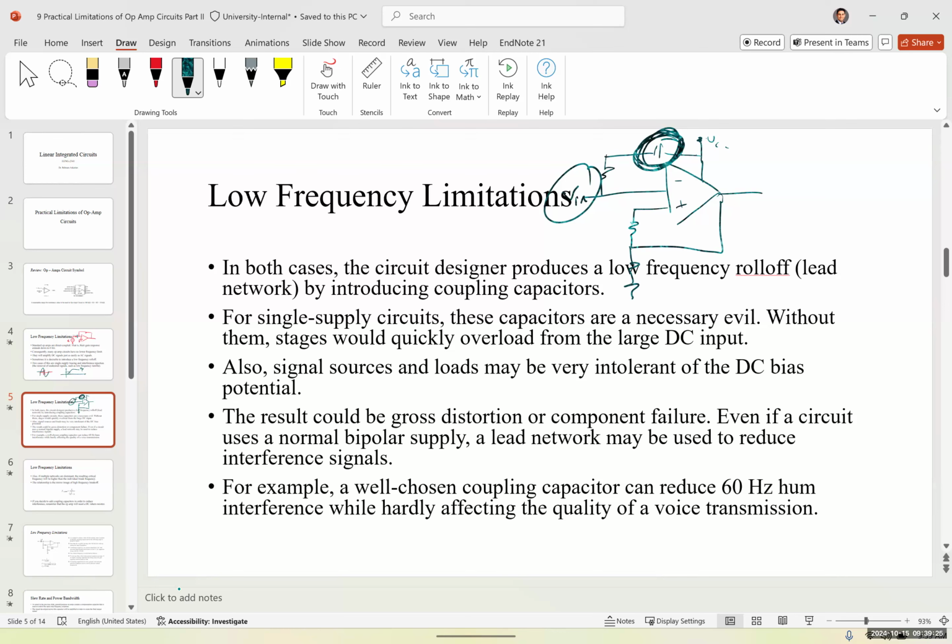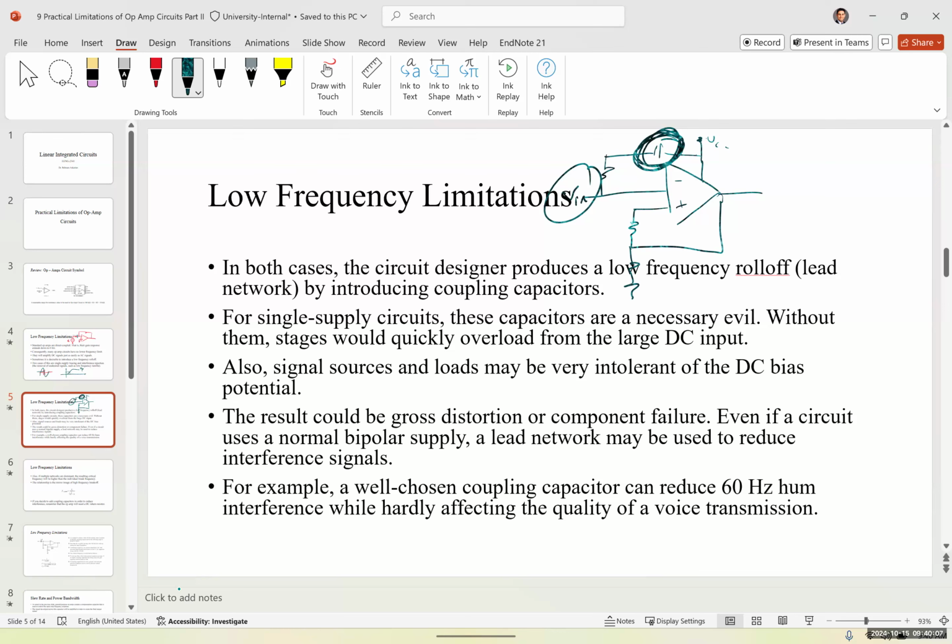Another reason is that signal sources and loads may be very intolerant of the DC bias potential. This could result in distortion or component failure. Even if a circuit uses a normal bipolar supply, a lead network may be used to reduce interference signals. One example is that a well-chosen coupling capacitor can reduce the 60 Hertz hum interference while hardly affecting the quality of the voice transmission.